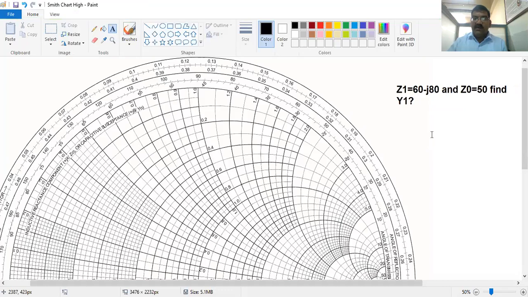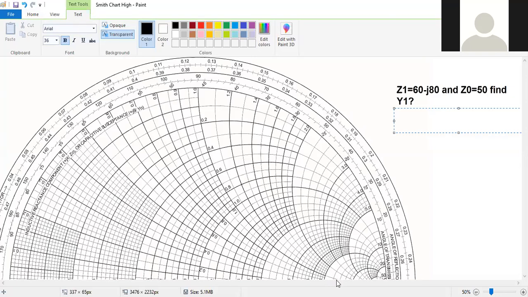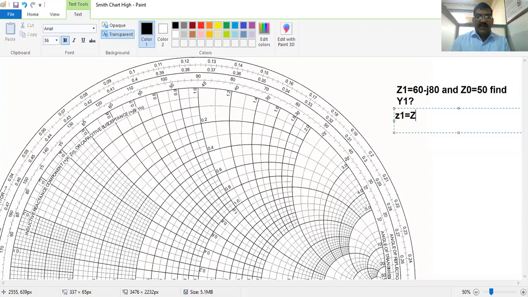Now you have to find out the Y1 using the Smith chart. How can we find out Y1 using the Smith chart? Y1 means admittance. So as usual, we'll go step by step. So we will go for the solution. Step by step, what are the things required here? Okay. So I'll go for the small z1. What is small z1? That is the capital Z1 divided by Z0.